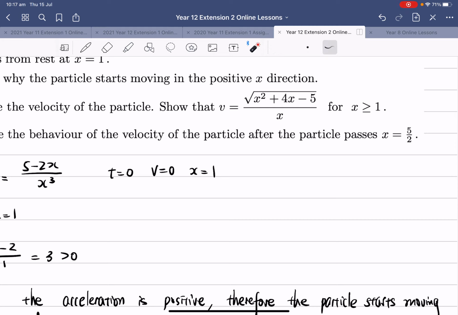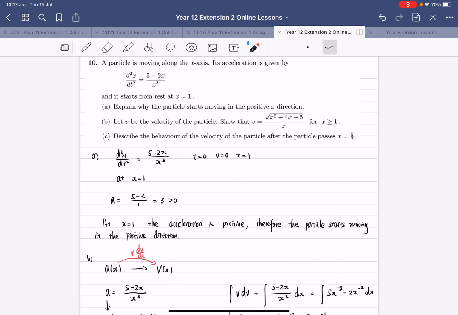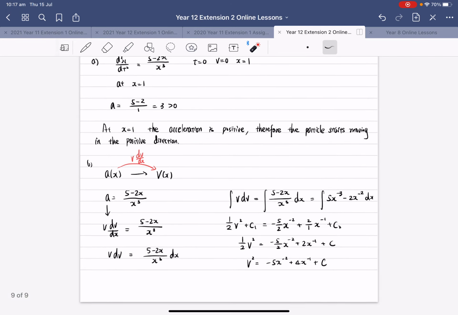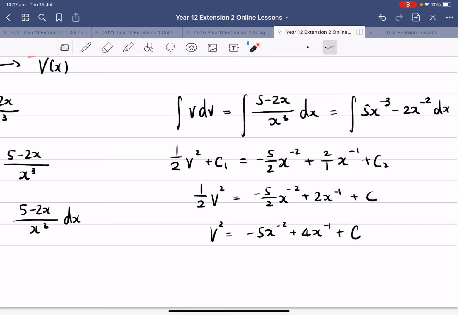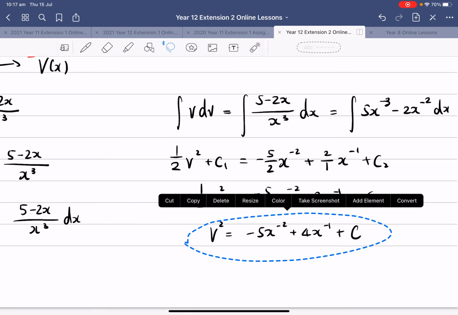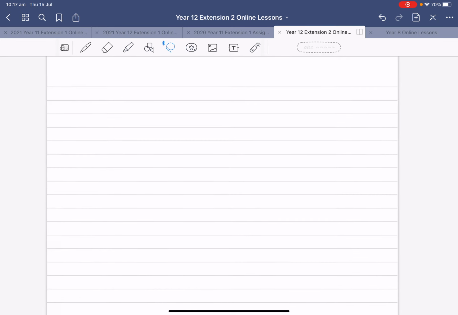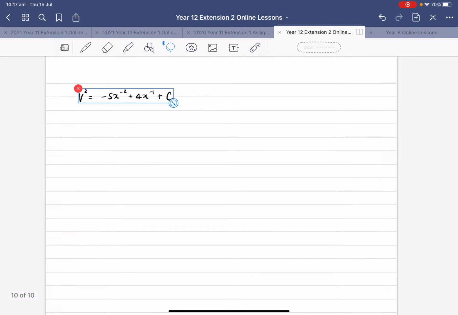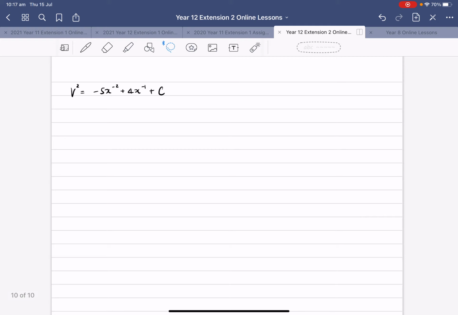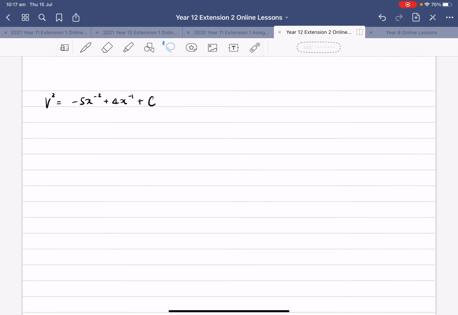Alright, so once we've finished that, let's go back to what we need to prove. We need to show the velocity is equal to the square root. Obviously, the square root comes from the square here. But then there is no c, so we need to calculate what is the value of c. So back to our initial condition here, when t equals 0, v equals 0, x equals 1. Okay, so when x equals 1, I'm just going to copy this one and move it to the next page. Right, so that's the formula we have here. When x equals 1, the velocity is equal to 0.